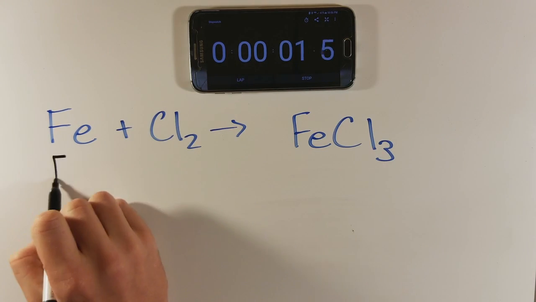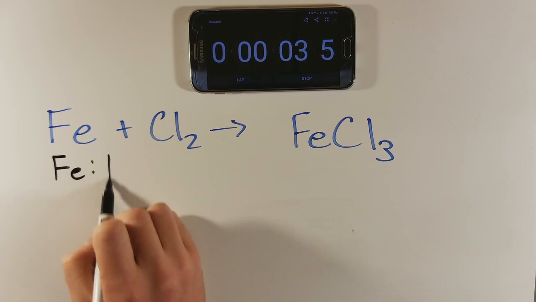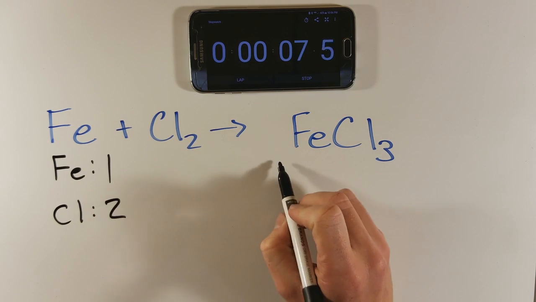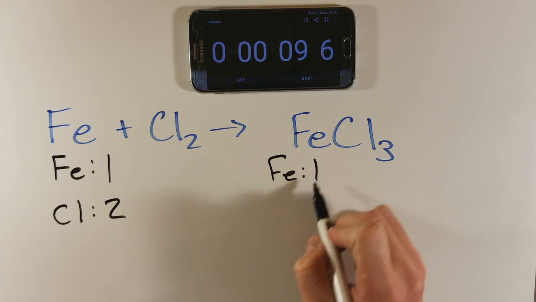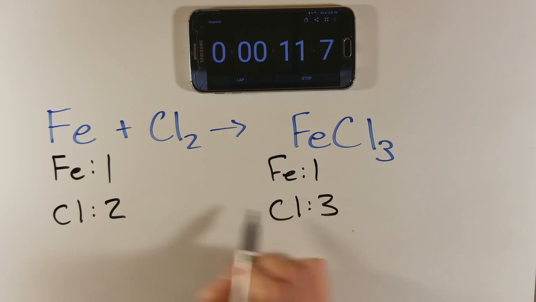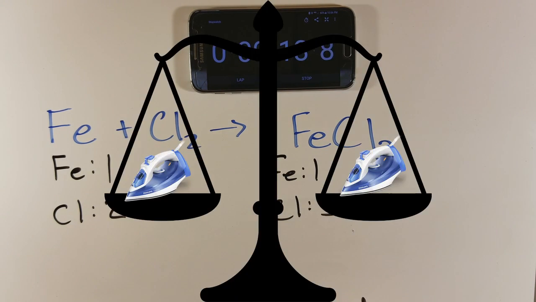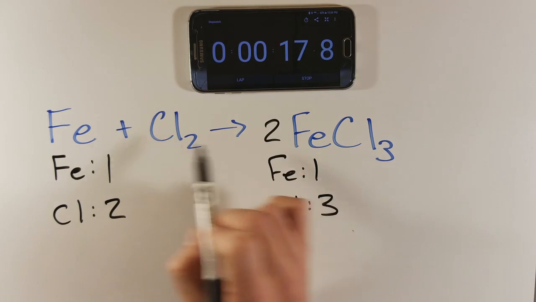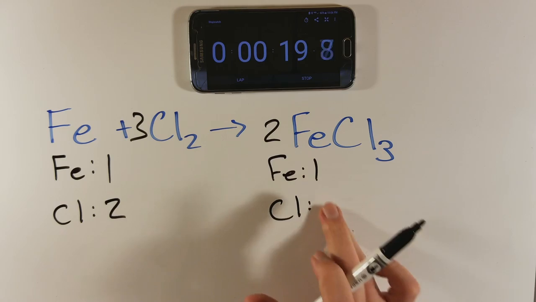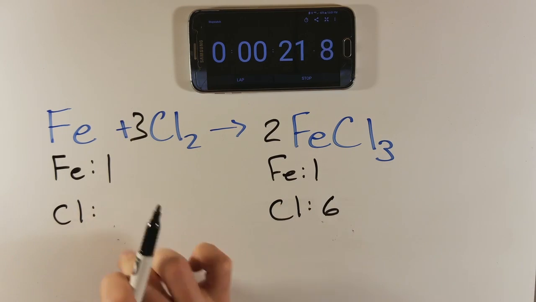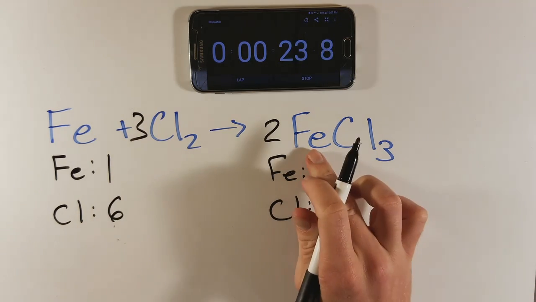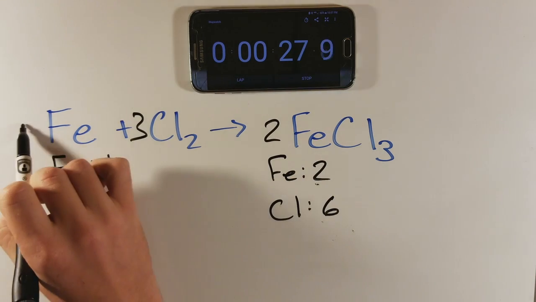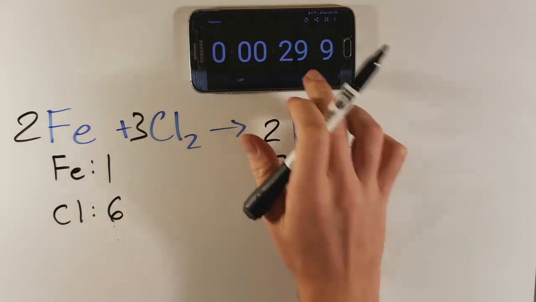So on the reactant side, we have one iron and two chlorine atoms. On the product side, we have one iron and three chlorines. Right away we see that the irons are already balanced, but the chlorines are not. The way I would do that really fast is just multiply this by 2, multiply this by 3. Now the chlorines have 6 atoms on each side, but the iron is now off balance, 2 to 1, so we multiply the first one by 2.